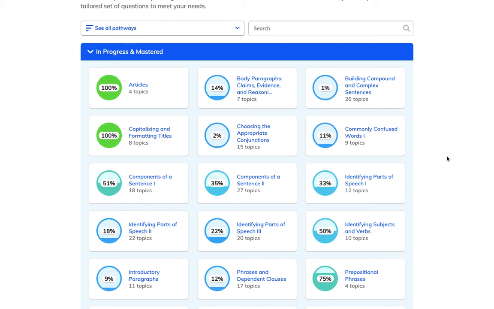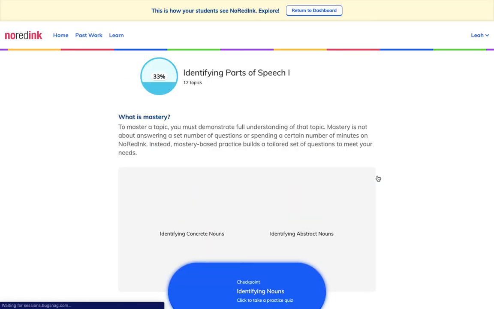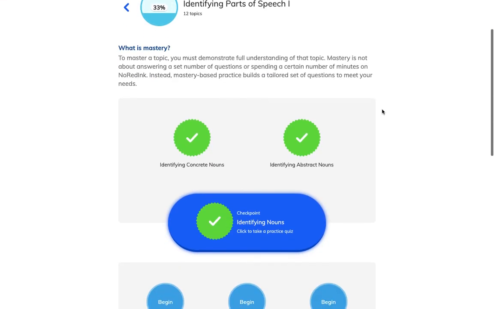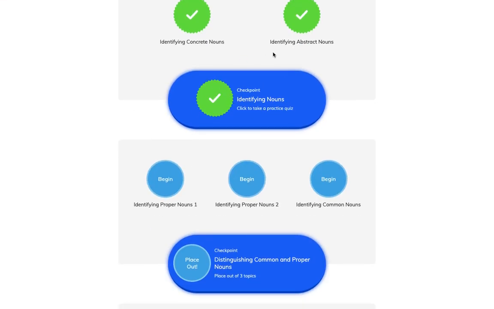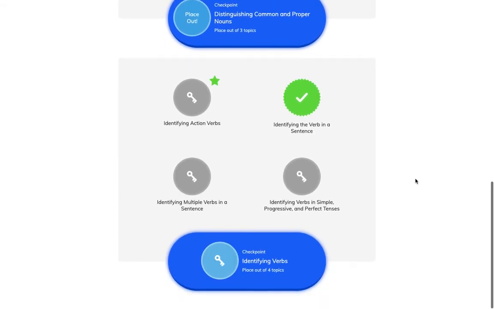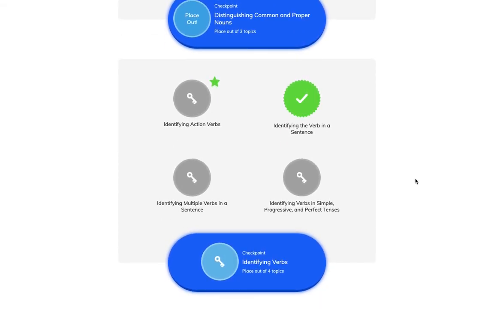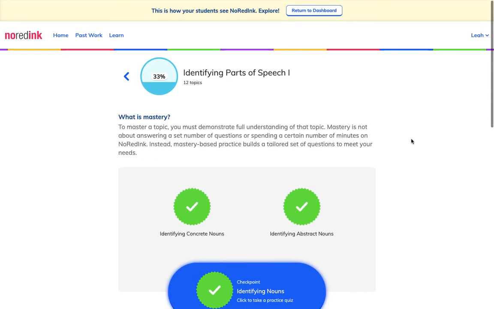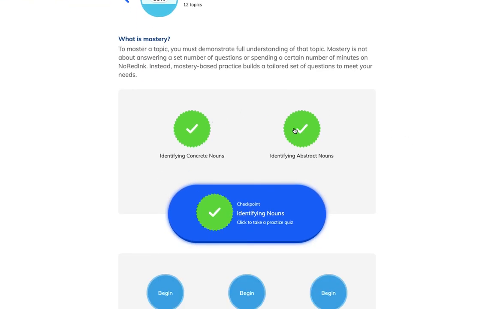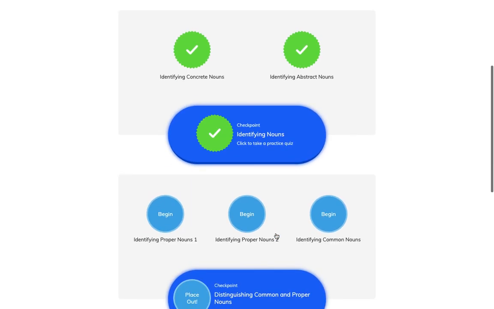Today we're going to be looking at identifying parts of speech 1, which has 12 different topics, including nouns, concrete, abstract, proper, and common, and then action verbs and verb tense. So you'll notice up here that I have completed concrete and abstract nouns, and I've done my checkpoint.